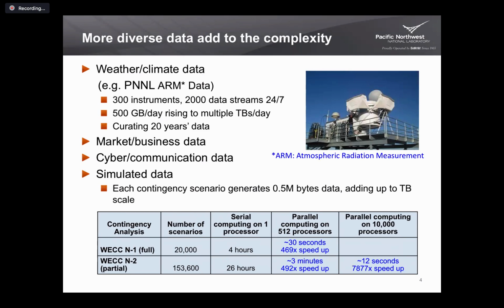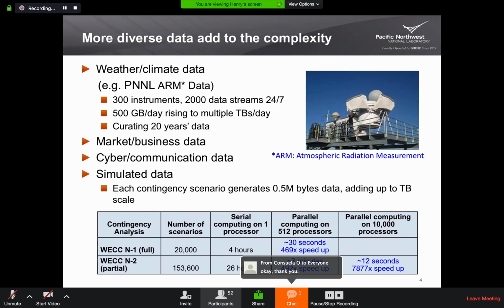So that's one example. And then, of course, in power grid, we have a lot of market data, business data, and they can also be very important for the grid. And the cyber information, there are efforts collecting cyber communication information, like cyber logs, cyber traffic, and so on. Again, given the power grid relies on data so much, cyber issues can have a major impact on the grid.